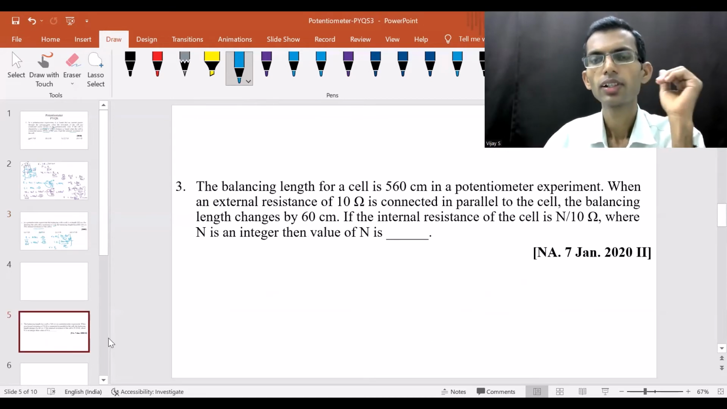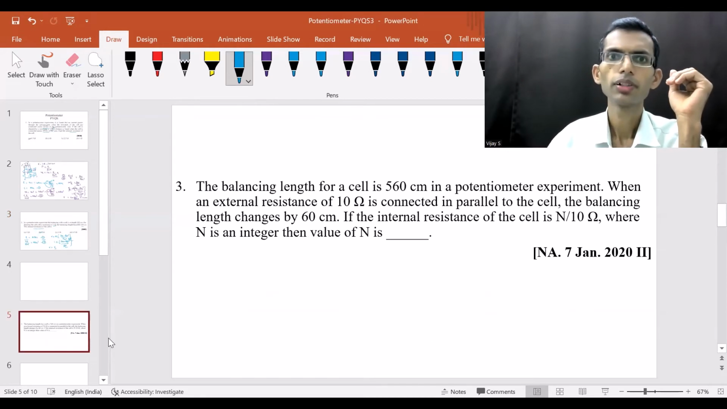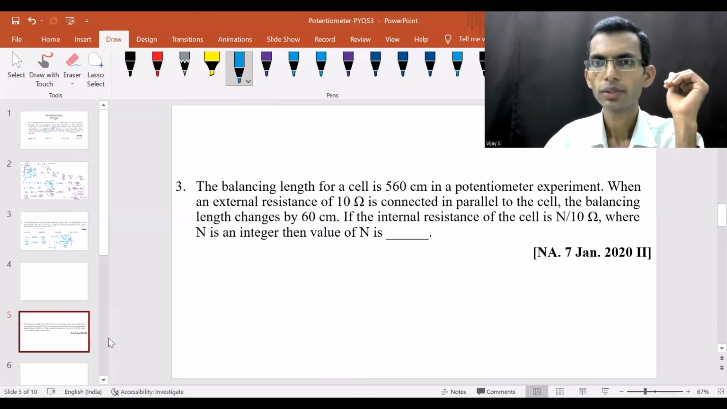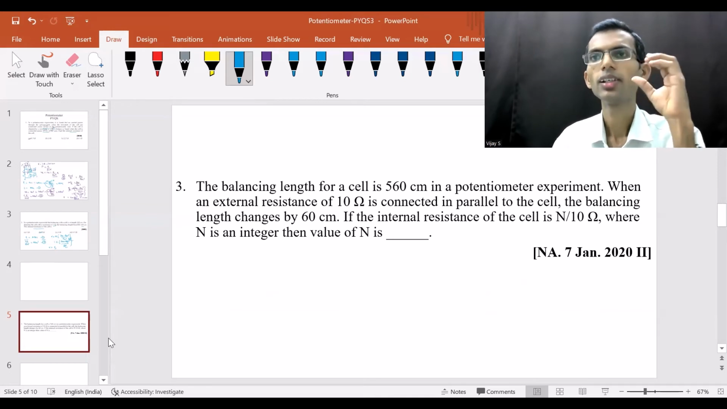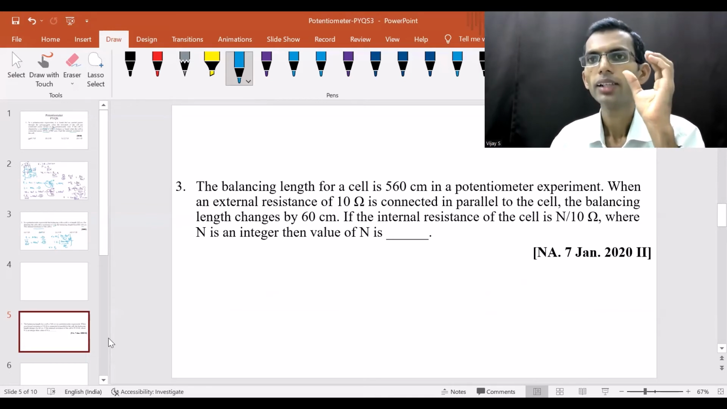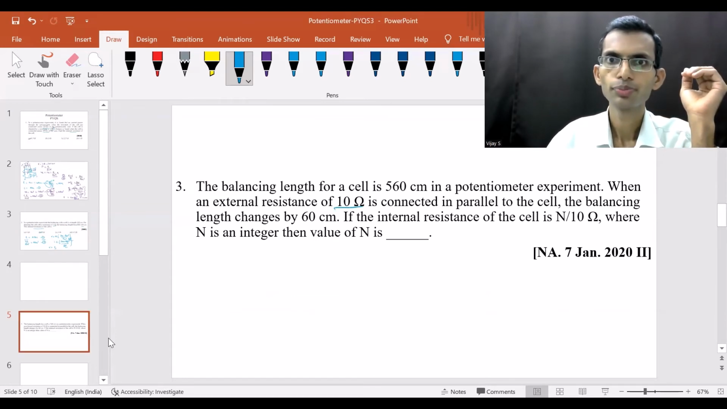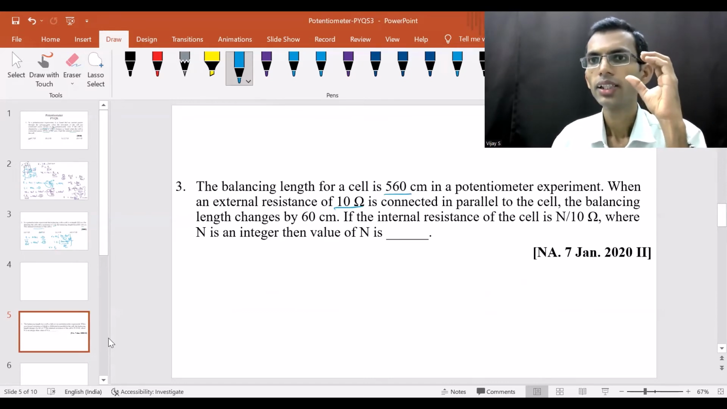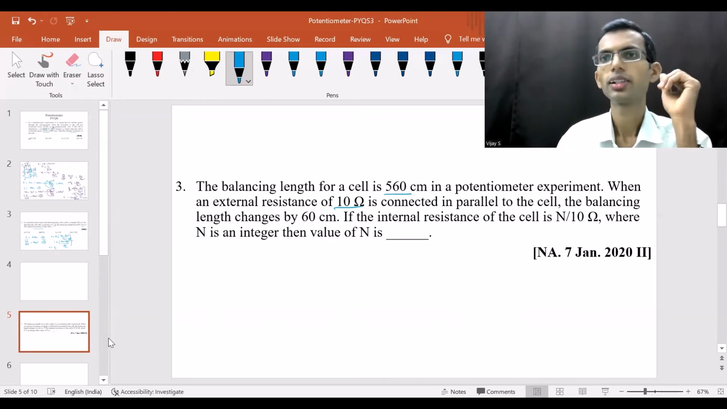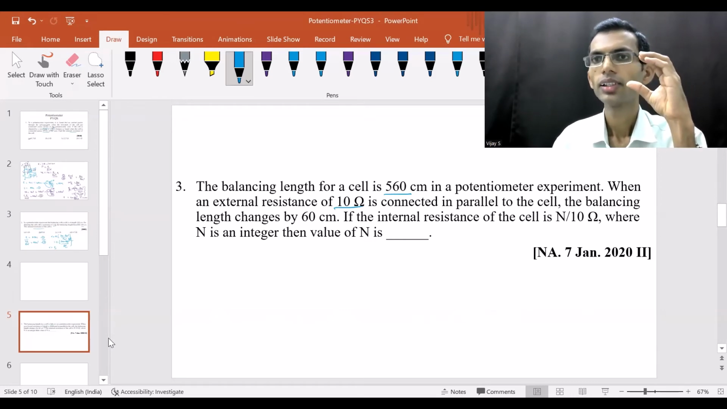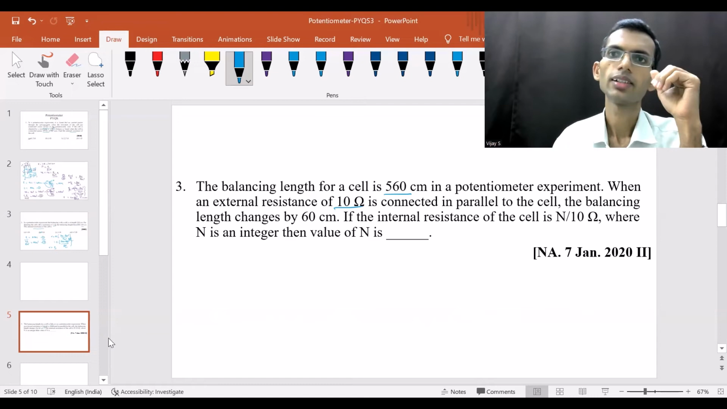The balancing length for the cell is 560 centimeters in a potentiometer experiment. When an external resistance of 10 ohm is connected in parallel to the cell, the balancing length changes by 60 centimeters. If the internal resistance of the cell is n by 10 ohm, where n is an integer, the value of n is? That means in this he gave balance length for the cell case as 560 centimeters. He gave shunt resistance value as 10 ohm. He gave change in balance length for the shunted cell case as 60 centimeters. He gave internal resistance as n by 10 ohm. He is asking us to find the value of n, which is an integer.